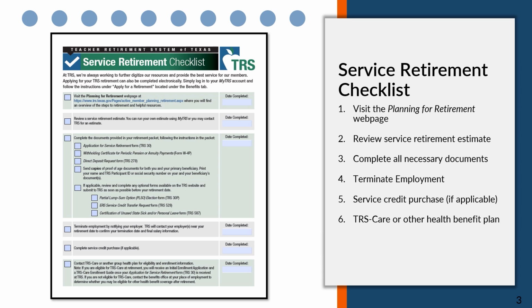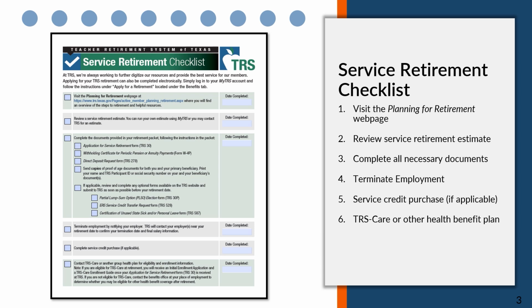In the first section, we invite you to visit the Planning for Retirement webpage to view helpful resources for the retirement process. Next, it is recommended to review a service retirement estimate. If you do not have an official TRS estimate, you can run your own using the benefit calculator through your MyTRS web portal. You can find the benefit calculator under a menu option labeled Planning Tools.